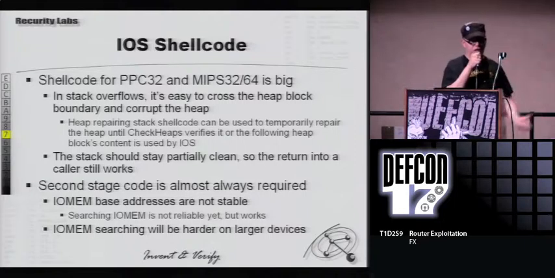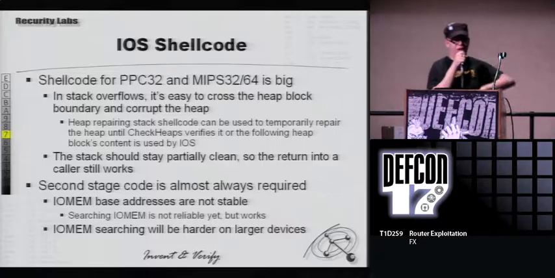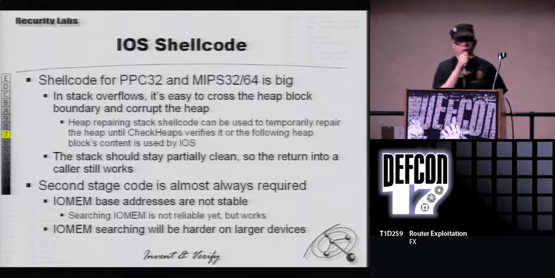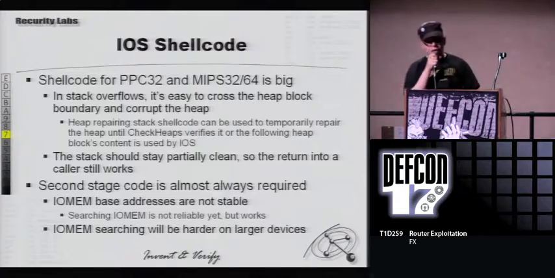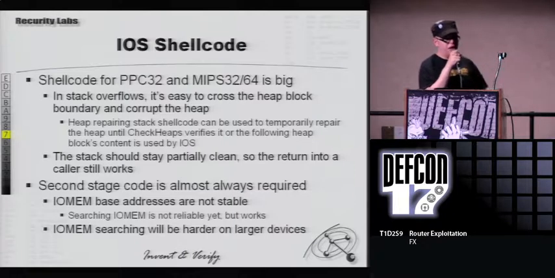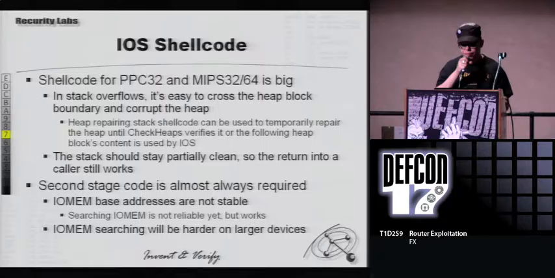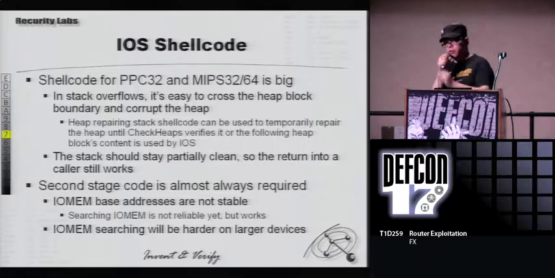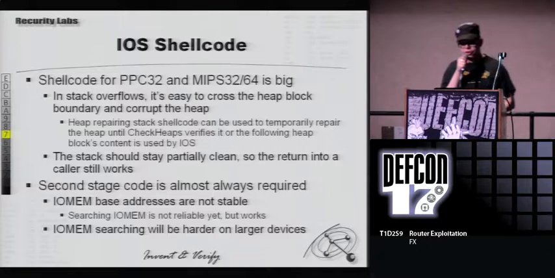I actually have shellcode that in the middle of itself repairs the heap because it's sitting on the heap control header. That is really useless because then at the end you don't have space for doing anything else with that. And you need the stack to actually stay clean because you still need to return, remember? So you always need second stage code, and there's some particular problems with finding I/O memory addresses because they're not stable either, but we're going to solve that.